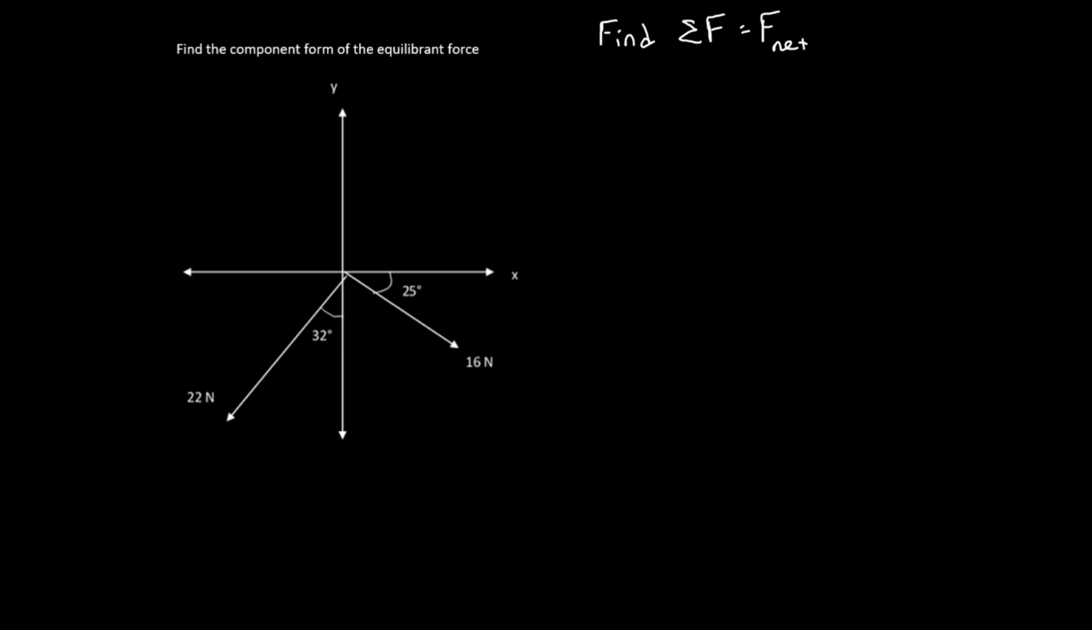So in order to find the net force, I have to first find the components of my individual vectors. So again, I'm going to color code them to make it a little bit easier for me. So we've got a yellow force and a green force. In order to solve this problem and find that net force, I need to find the component form of each of these vectors.